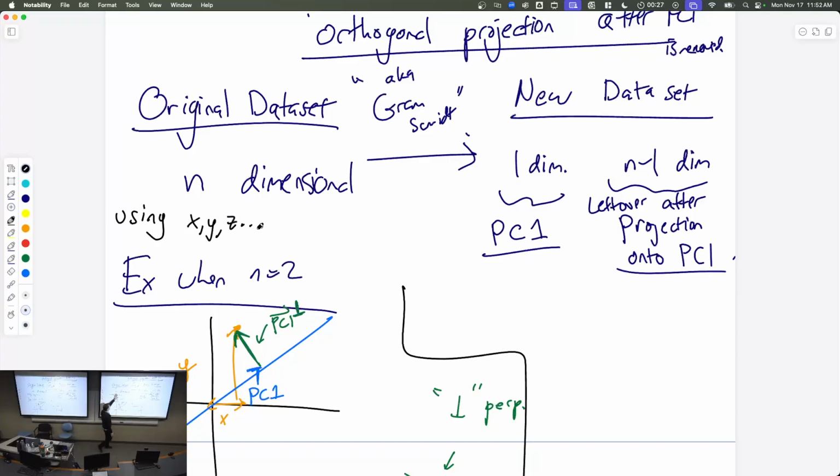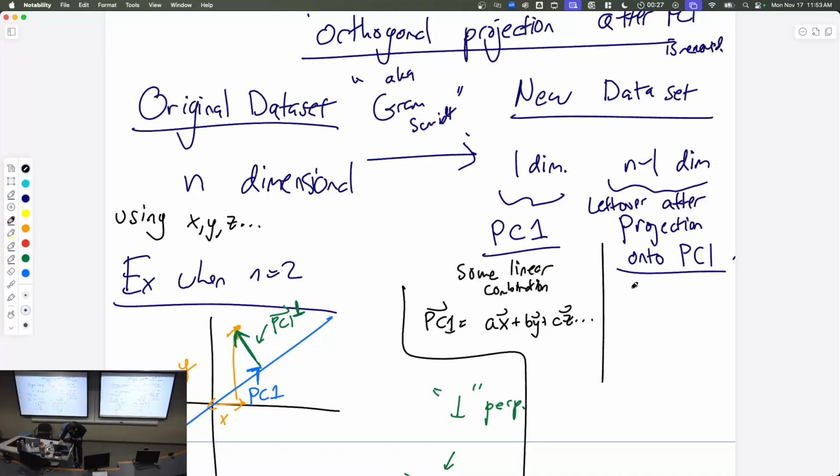And we have transformed it into PC1, which is some linear combination that maximizes the spread. So the new PC1 vector is some linear combination, like a times x plus b times y plus c times z, and so on. It's the combination that maximizes the spread. And then everything else, these are all the directions perpendicular to PC1. Okay, so very nice.